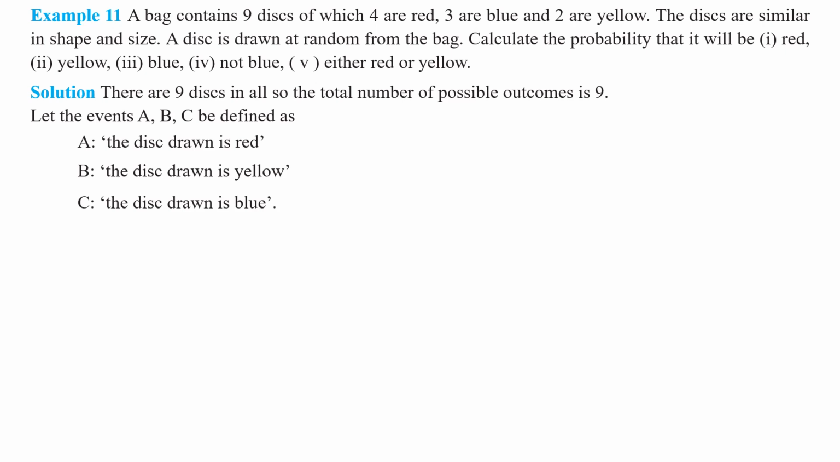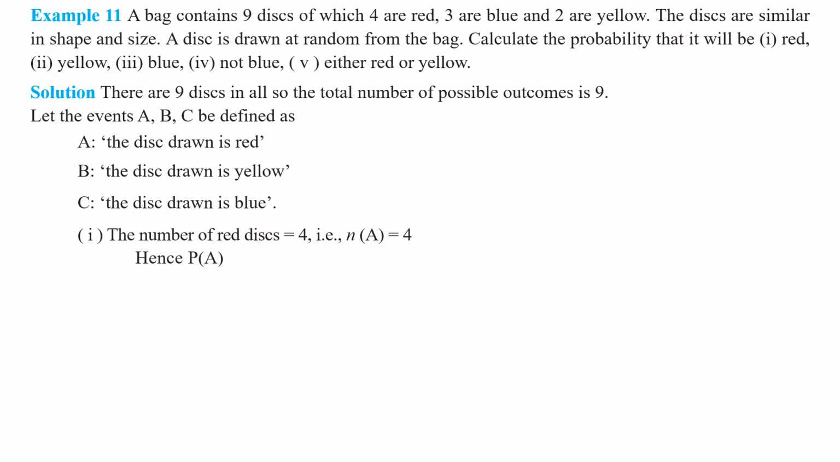3 events, right? Now come to the first part of the question. The number of discs are total 9. Out of this, how many red discs are there? 4 discs. So n of A is equal to 4. This is n of S. Then can we find P of A? Yes.